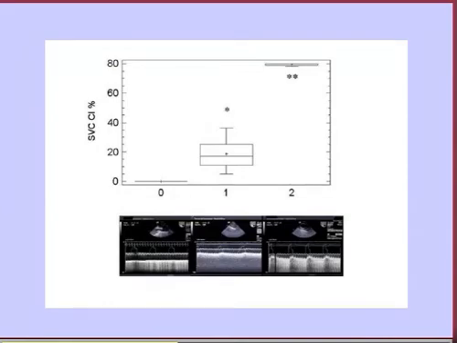With enough experience, of course, as I said, you can maybe not measure the SVC collapsibility index, but only evaluate the respiratory variations of the vessel. And so we published this, and you can accurately have an idea of how the superior vena cava varies without any measurements.